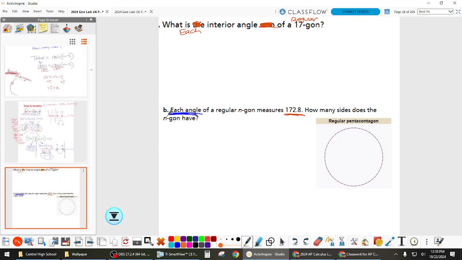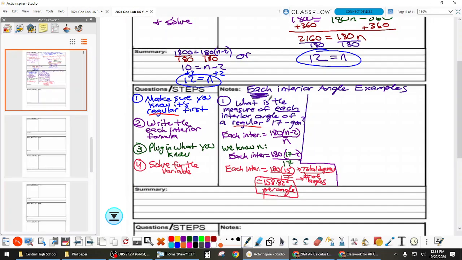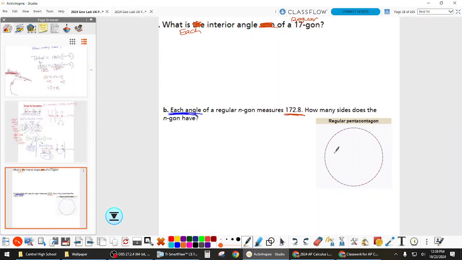This one is the other type of example. So look here and read it with me. Each angle is given. Each angle, there's our keyword, regular, measures, and it gives us the angle. How many sides does the n-gon have? So if you notice here, this example says each is how many sides? So this time we're going to solve for n. Do you see the difference? And by the way, this is the figure that we're solving for. What does it look like? A circle. Okay, it's not a circle, but it looks darn close to one.